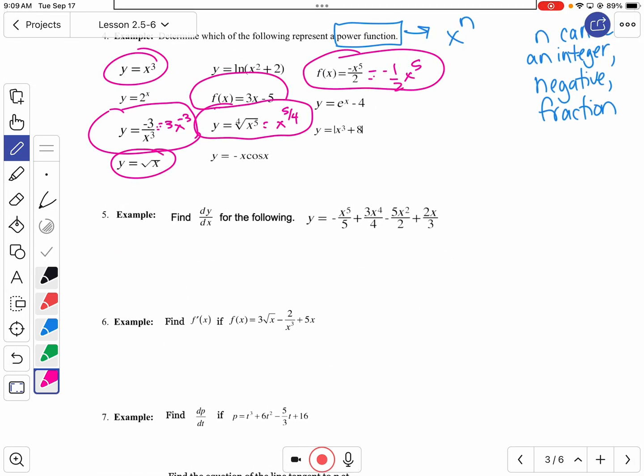Okay, so let's take a second and let's mess with this one. Y'all want to try that one? Yes. Go for it. Remember, those are fractional coefficients. See if you can find dy dx.